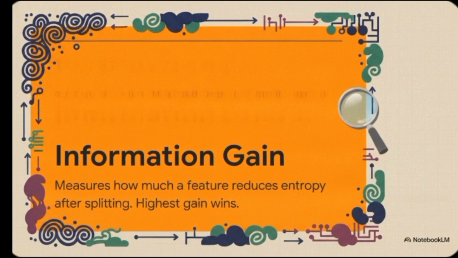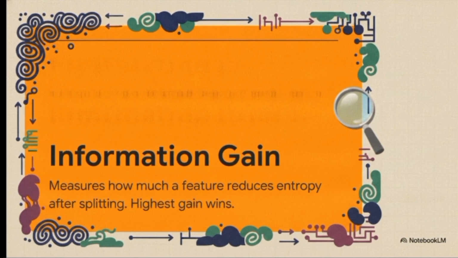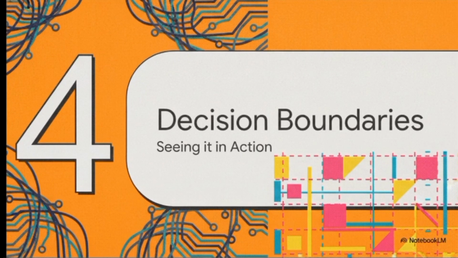So the crucial point is, how do we actually measure that journey from a messy 1 down to a pure 0? We do it with something called information gain. Simply put, this calculates how much a specific feature actually reduces that messiness after a split. The algorithm tests them all out, and the feature with the highest information gain wins. And it just repeats this recursively until the leaves are pure or some other stopping condition is met. Which brings us to section 4, code and decision boundaries, seeing it in action.